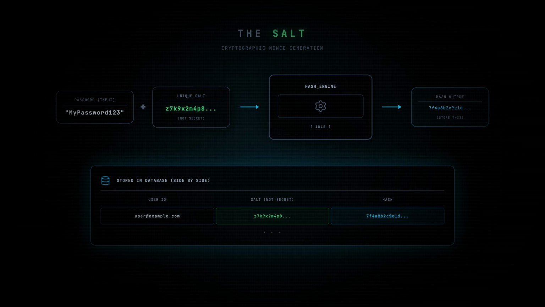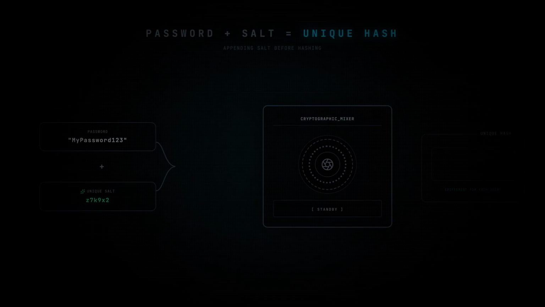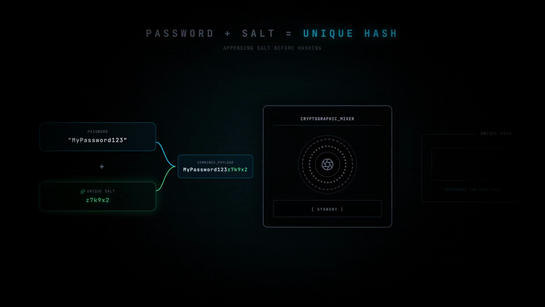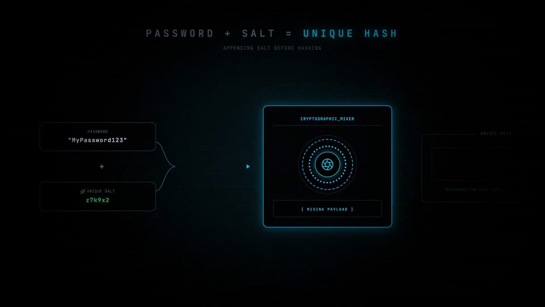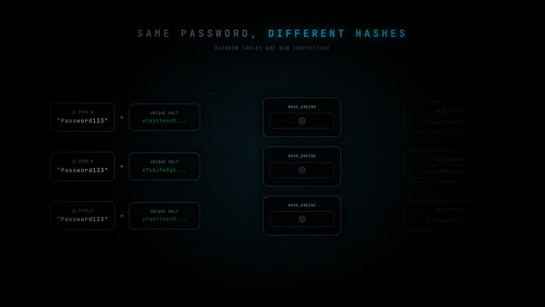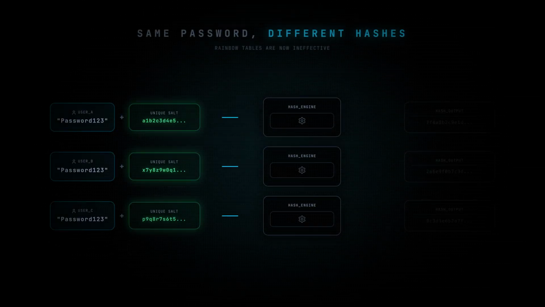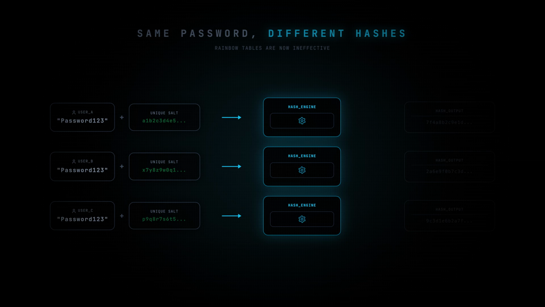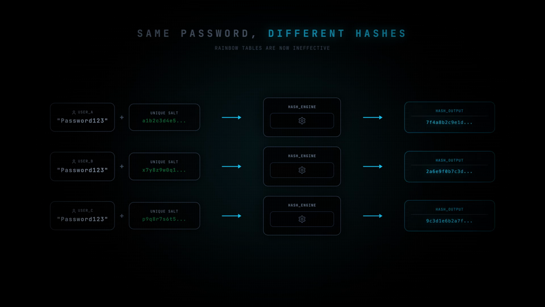But when you type your password, the website adds your unique salt to the end of it and then puts it in the blender. My password 123 plus Z7K9X2 equals a completely unique hash. Now, even if 10,000 people use the password 123, every single one of them has a different salt, which means every single one of them has a different hash in the database.